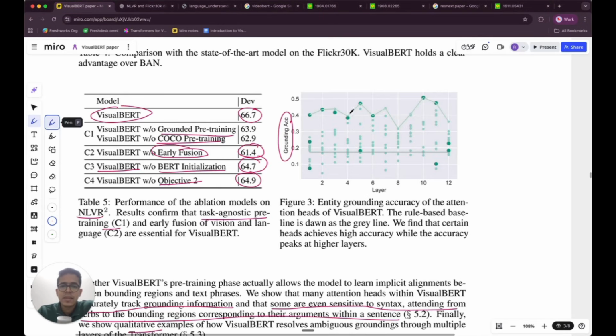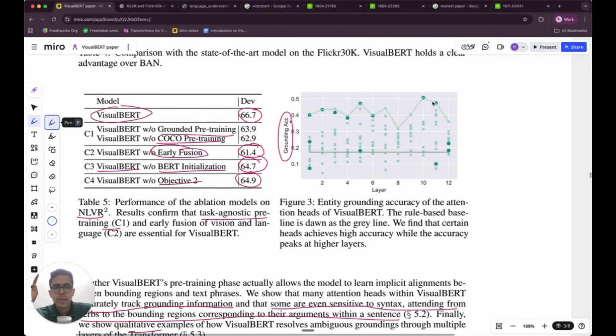So these lines basically connect the best performing head in each layer, because in each layer you have 12 attention heads. So it's multi-head attention. So in every layer you have 12 parallel heads. Like that, you have 12 layers. And here they are taking the head which performs the best. And what they are showing is we find that certain heads achieve high accuracy while the accuracy peaks at higher layers.